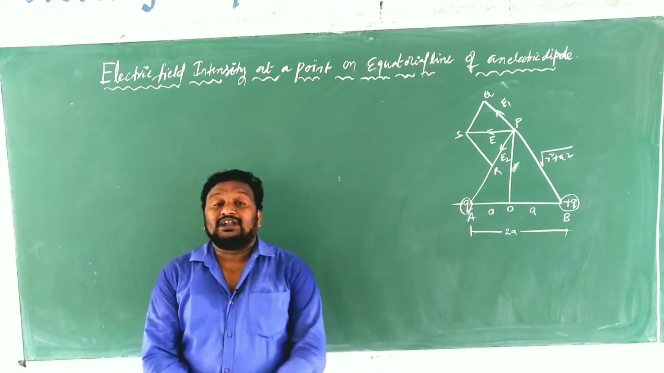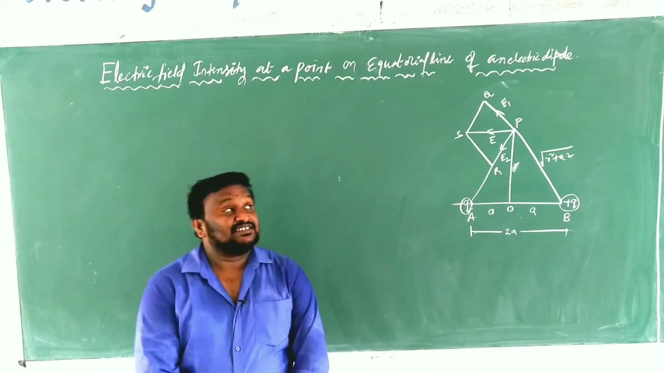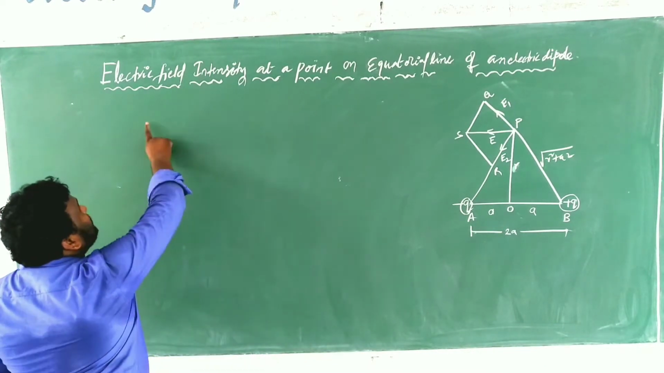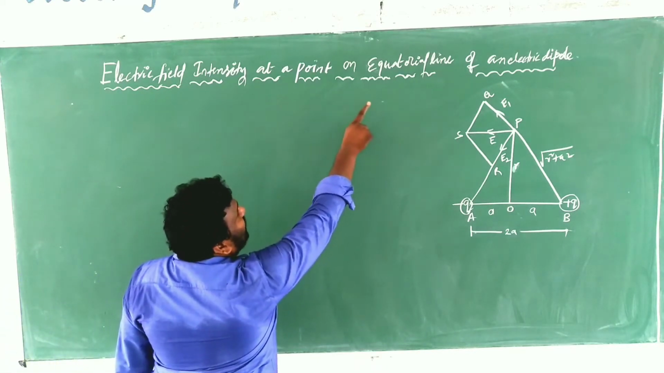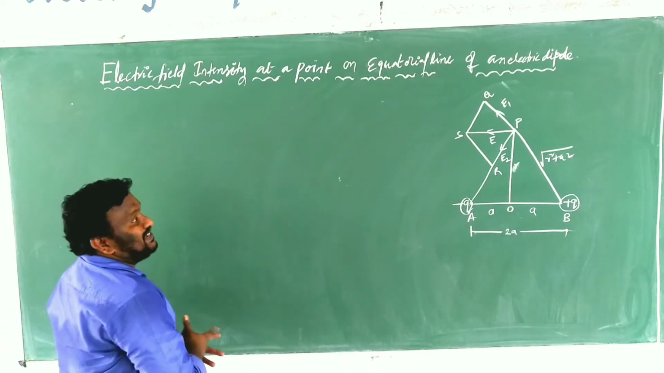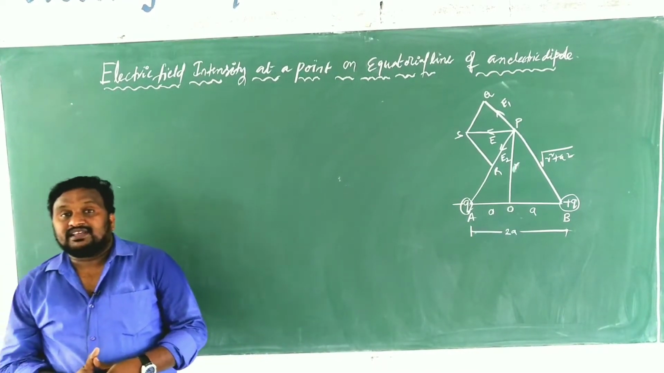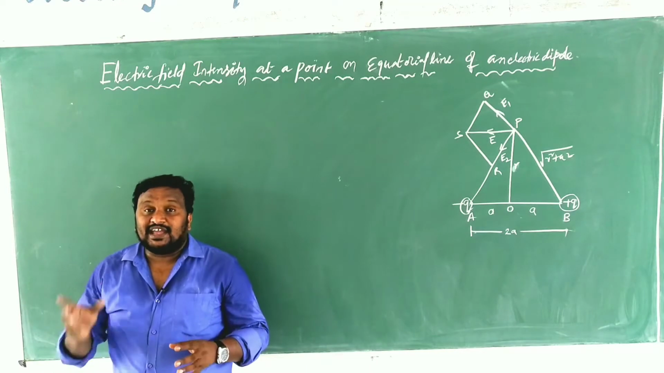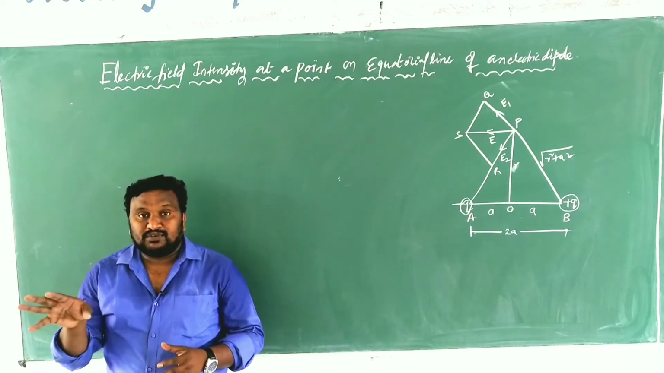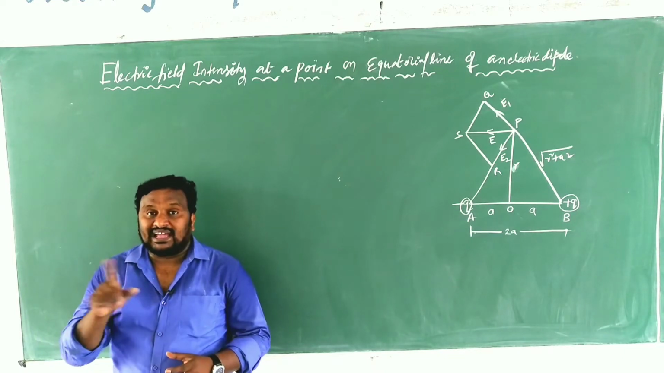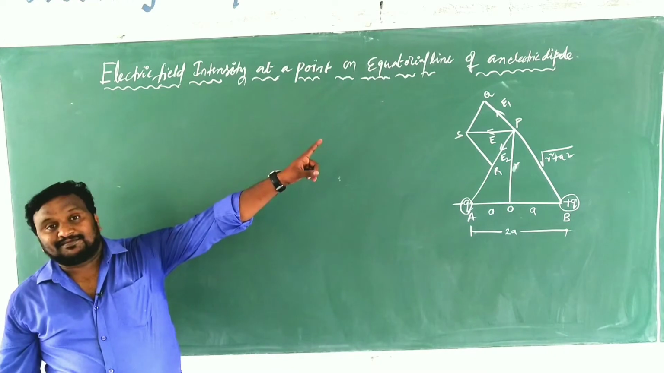Okay, without delay, I am going to the topic. Children, today our topic is electric field intensity at a point on the equatorial line of an electric dipole. In the previous video, we discussed the electric field intensity at a point on the axial line. Don't confuse: there we discussed the axial line, now the equatorial line.